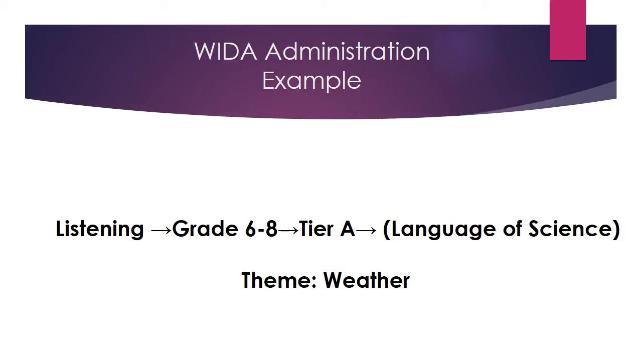Let's look at some examples of how WIDA is administered. This example is for the listening section, grade 6 through 8, and Tier A. Tier A is the first one. Someone that falls into this category is whoever is performing at the lowest level of English language proficiency. It could be someone who's never had instruction previously in English.